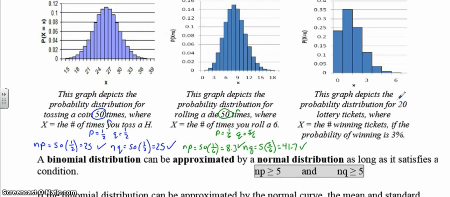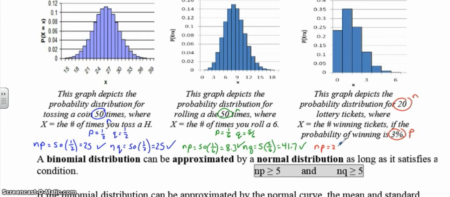And for this example, n is equal to 20, and the probability of success is 0.03. So n times p is 20 times 0.03, and that is equal to 0.6. So that one is not close enough to being a normal distribution to be able to use the normal method. So if you wanted to answer this question, you would have to use the formula as many times as needed to answer the question.